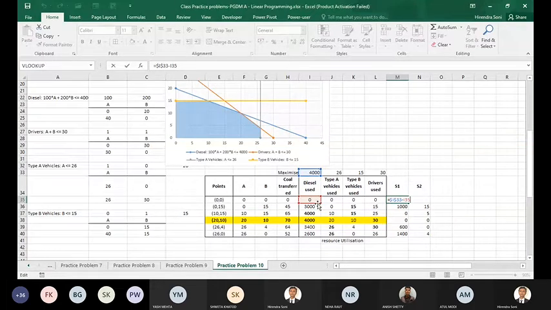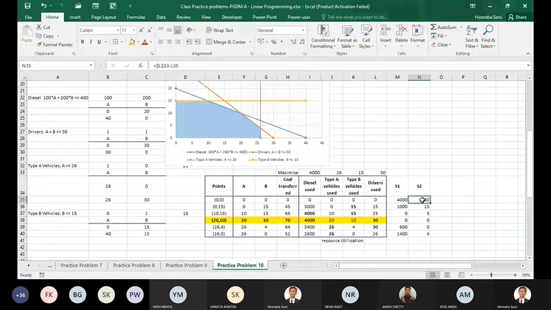ठीक उसी तरह से S2 के लिए it would be RHS minus LHS, ओके सॉरी, मेरा S2 ये है, टाइप ए व्हीकल्स के लिए S3 है और टाइप बी व्हीकल्स के लिए S4 है, करेक्ट? हमने इनके लिए स्लैक वेरिएबल्स ऐसे ही डिफाइन किए ना। फर्स्ट डीजल वाला जो कंस्ट्रेंट था उसके लिए S1 था, ड्राइवर वाला कंस्ट्रेंट के लिए it was S2, टाइप ए व्हीकल्स it is S3 और टाइप बी व्हीकल्स it is S4, करेक्ट?